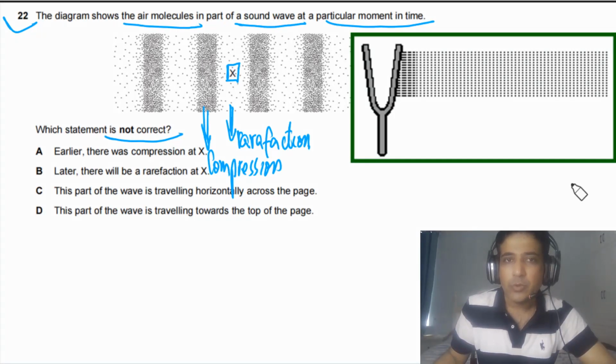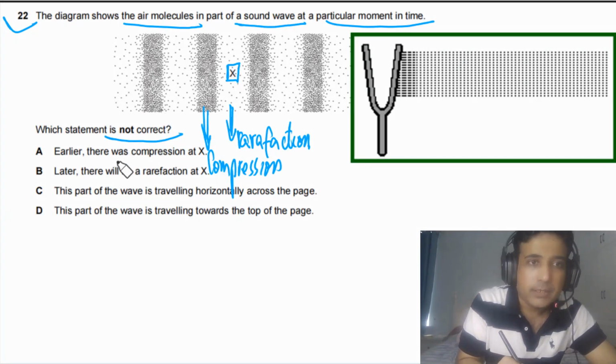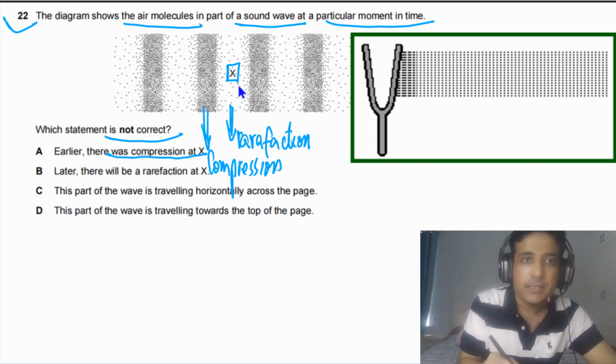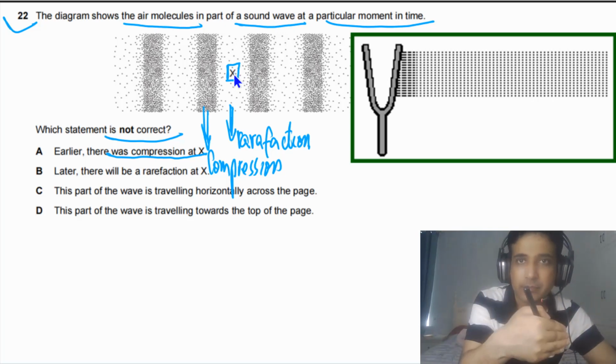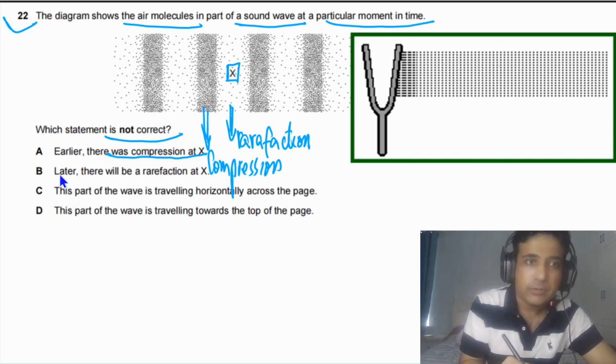Now let's move on to the given options. It is given to us there was a compression at X. Yes. If we have rarefaction at X now, then before, if you go back in the past, there will be compression. Then it is given later. So this option is correct.